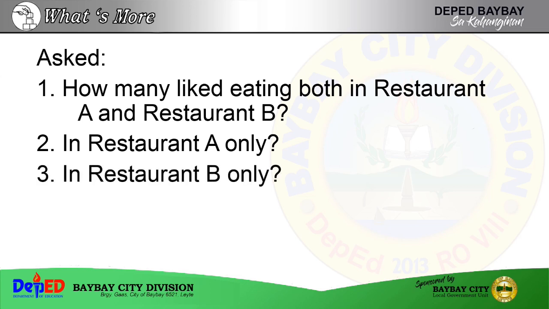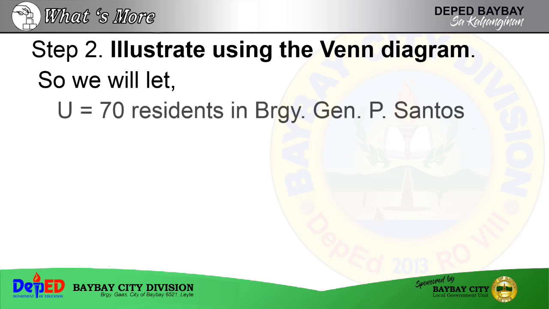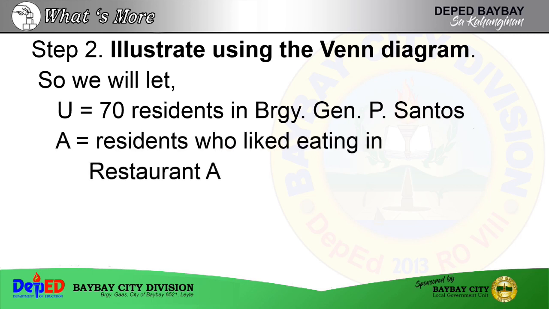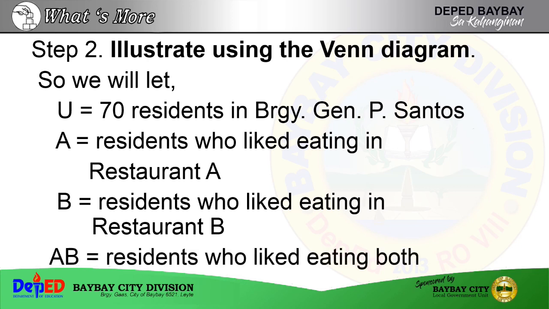Next is step 2. We have to illustrate using the Venn diagram. Now, in this step, you let a variable represent the given. So, we will let U equal 70 residents in Barangay General P. Santos. We will let A equal the residents who like eating in Restaurant A. We will let B equal the residents who like eating in Restaurant B. And A∩B are the residents who like eating both Restaurant A and Restaurant B.